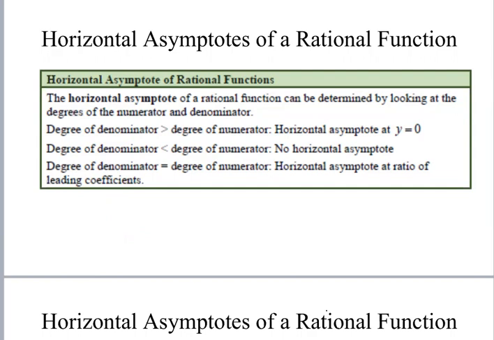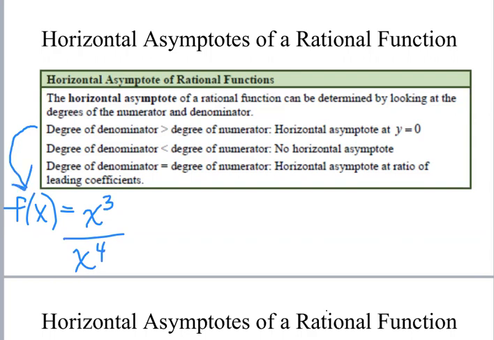So the rules that I'm showing are: if the degree of the denominator, so when we're talking about this, the degree is the highest power on it. So if I have x^3 over x^4, the degree of the denominator, the bottom one, is greater than the degree of the numerator. That automatically says that y equals 0 is our horizontal asymptote.